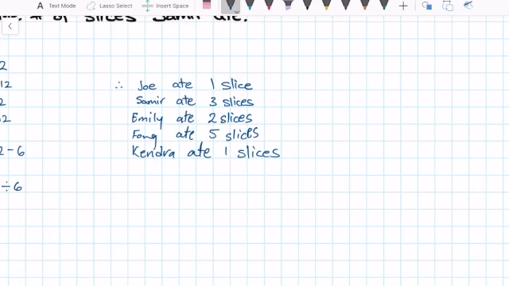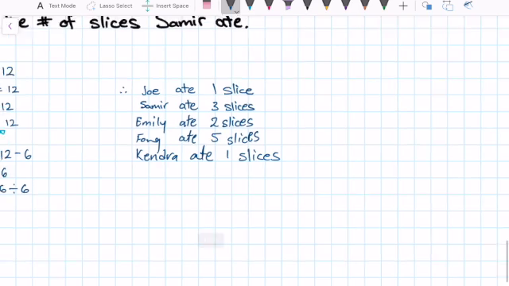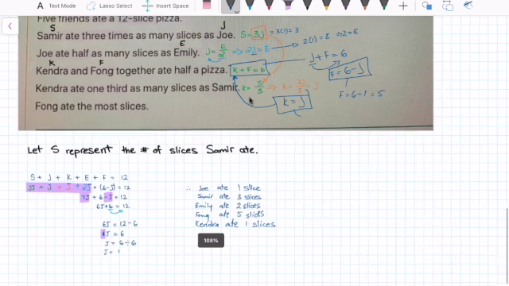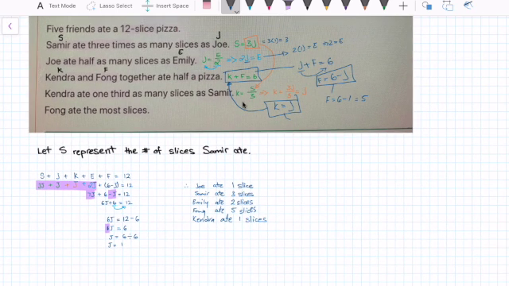and we need to make sure that it adds up to 12. If it doesn't add up to 12, that means we did something wrong, but it should add up to 12.